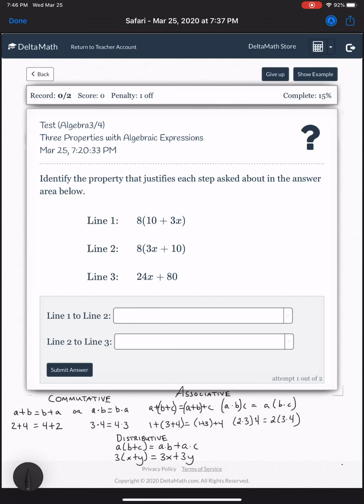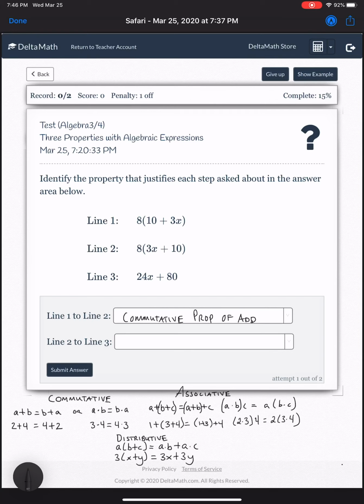So those are our three properties, and we're going to use that to solve what this question is asking us. From line 1 to line 2, what is happening? Well, it doesn't look like the group changed because 10 is still grouped with 3x from line 1 to line 2, but the order changed. So we're going to say that this is the commutative property. Alright, commutative property of addition.